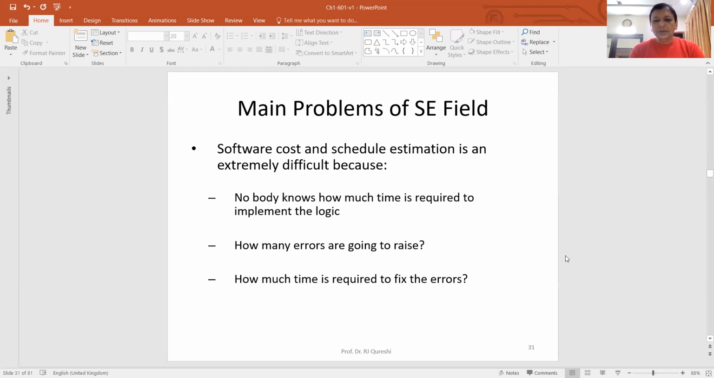Then nobody knows how many errors are going to arise, how much time you need to fix those bugs, how many defects will come, and same, how much time you need to fix those defects. And some are fatal, some are non-fatal, which can become faults.